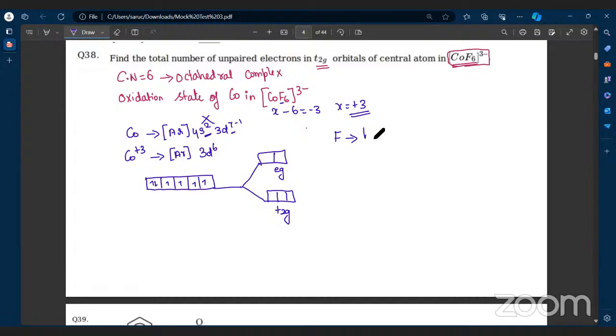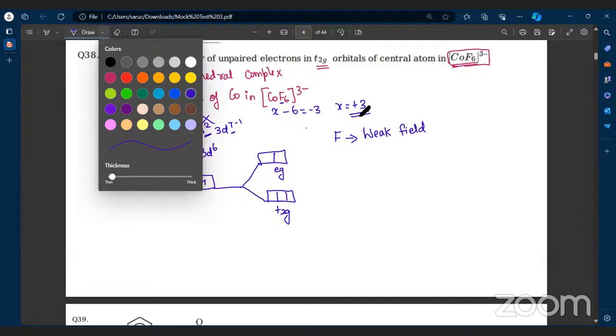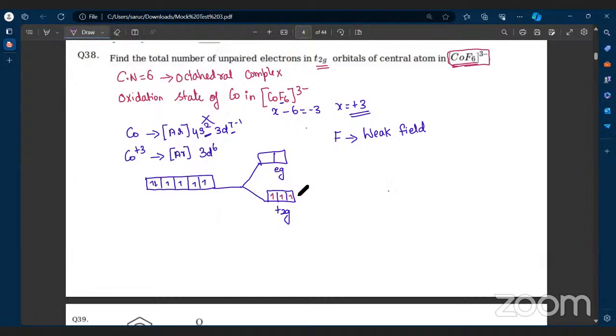So after filling T2g and eg singly, you have to pair the electrons. All orbitals are filled one by one first. So I fill the 6 electrons: 1, 2, 3, I have filled T2g, then I have to fill eg, and only then I have to pair. But if it is a strong field ligand, I completely fill the T2g and then move to the eg.